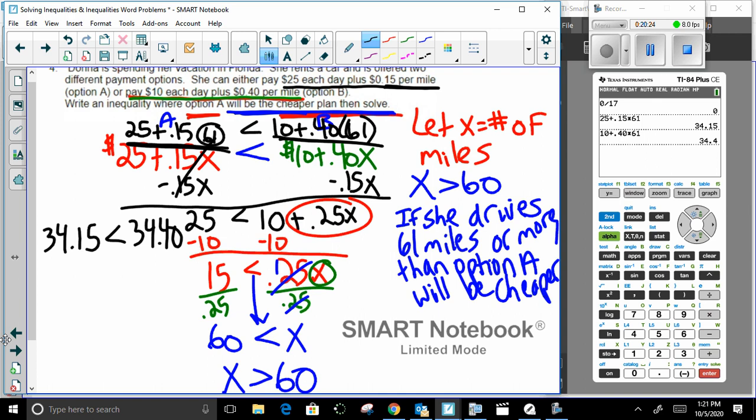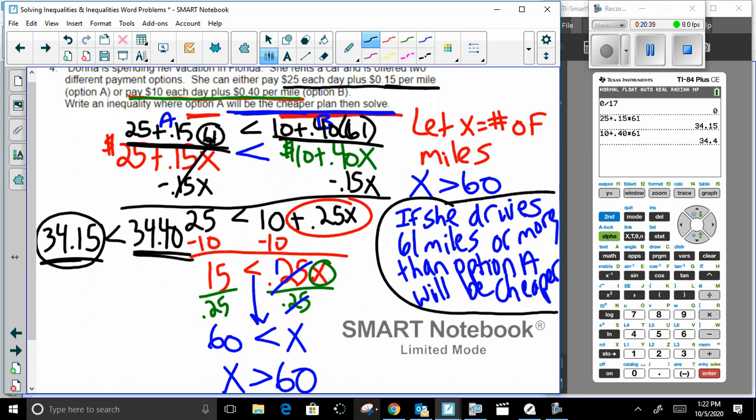So, is option A a better deal than that? Yes, I don't want to pay that much money. I want to pay the lesser of the options. So, if she drives 61 miles or more, then option A will be cheaper.